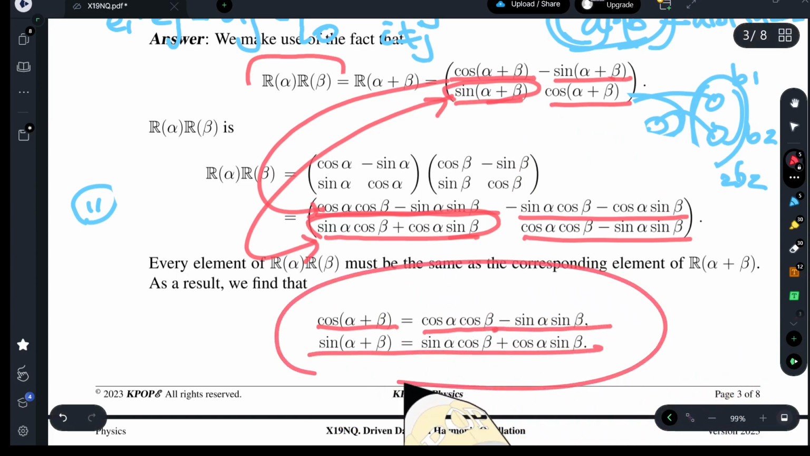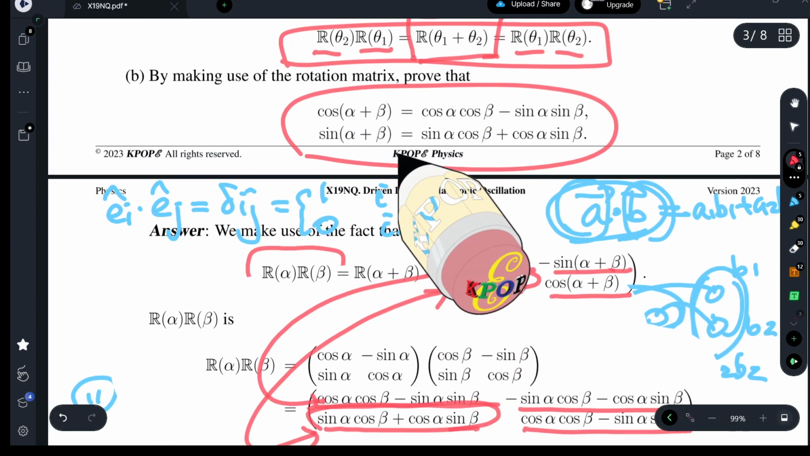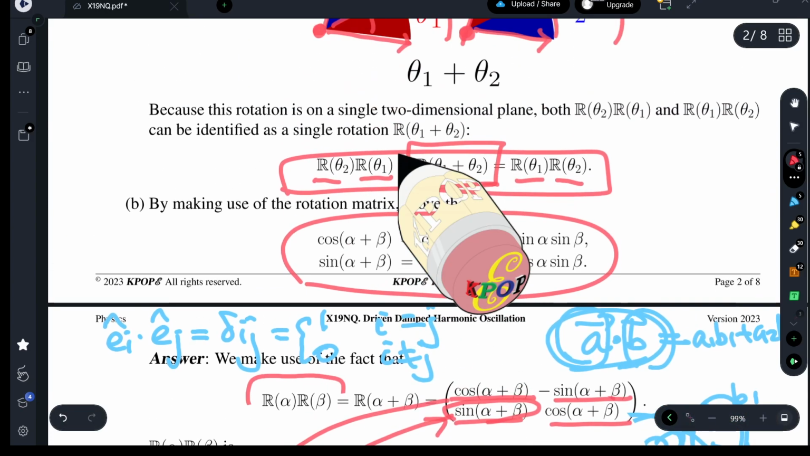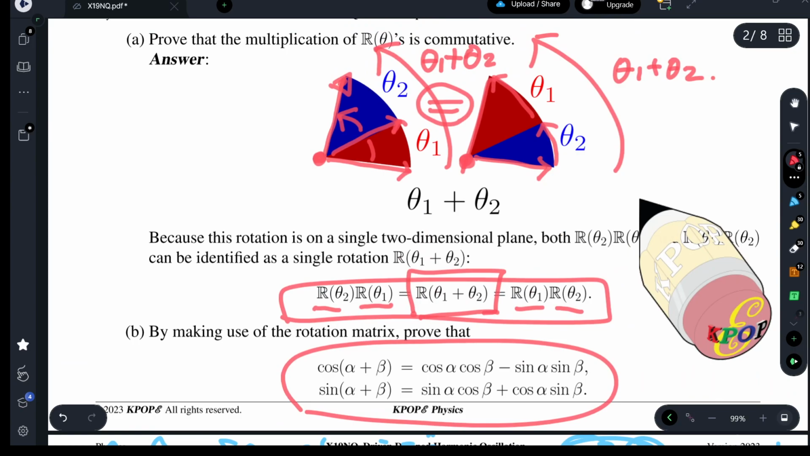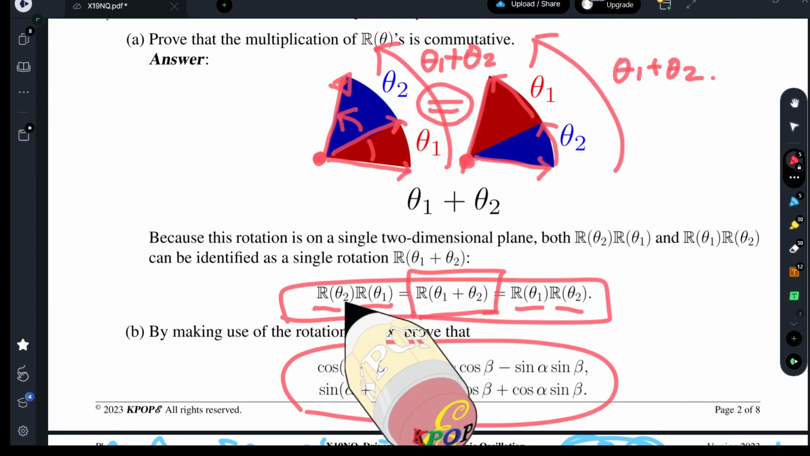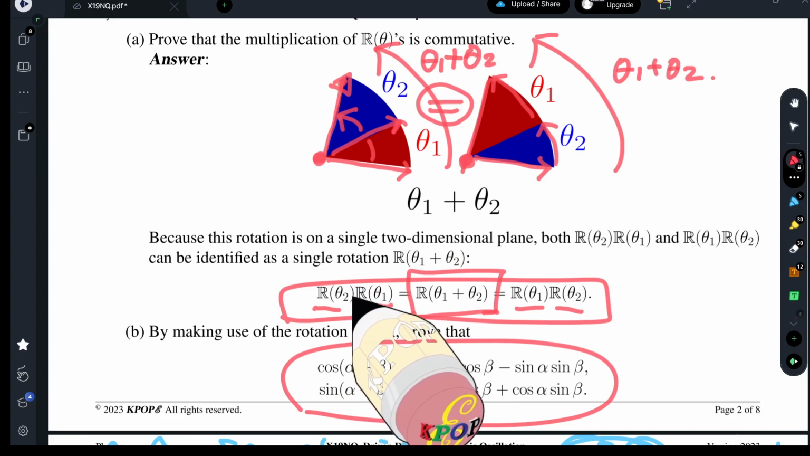So I have reproduced the addition formula for the trigonometric function by making use of the fact that the product of rotation matrices about a single invariant axis of rotation commute.